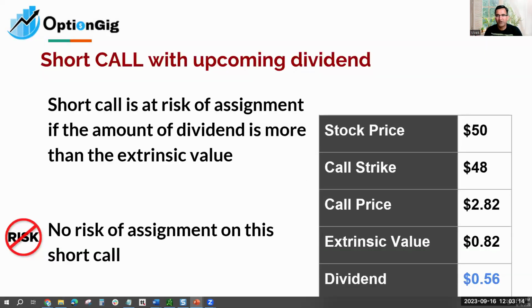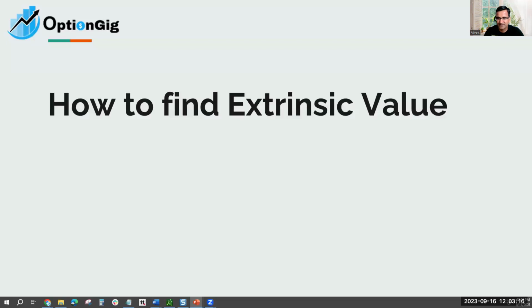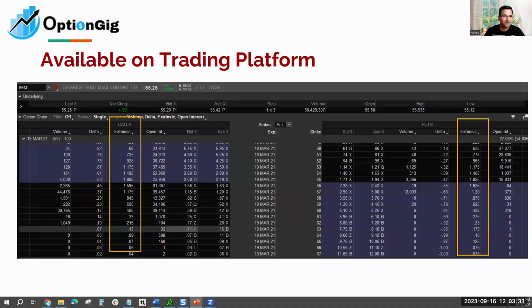All right, moving on. We talked so much about the importance of extrinsic value. Where do you find the extrinsic value? That's the reason why I don't like these Robinhood apps and all that, because they don't even show it. Maybe now they have graduated to show you this additional information, which is very important if you are a serious option trader. So this is on Thinkorswim. You can configure it to show the extrinsic value right here on an option chain. In this case, let's say you're looking at the $50 strike price. Extrinsic value is 60 cents.